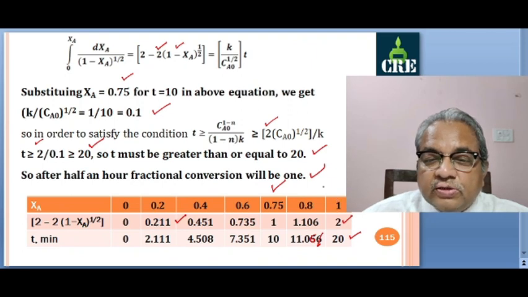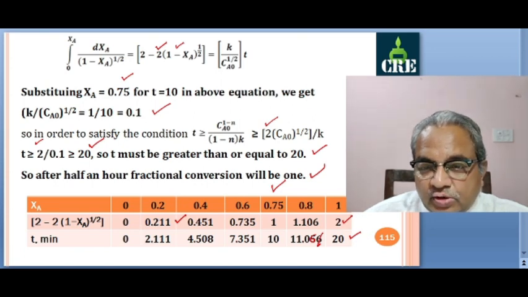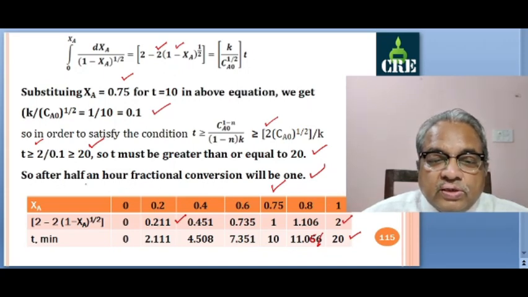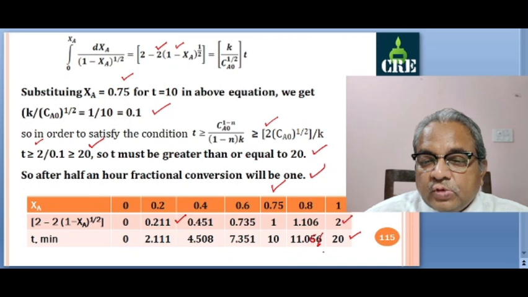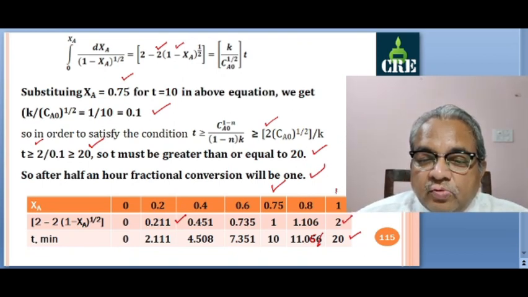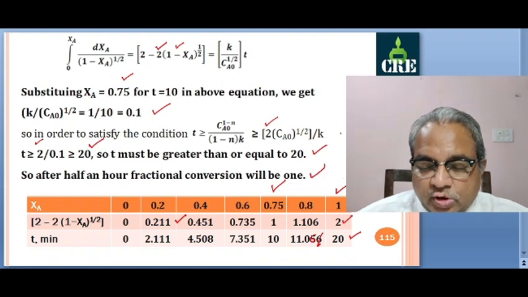At 20 minutes it is equal to 1. Beyond this value, if you calculate, XA will be greater than 1 and concentration is negative, so you will not carry out integration beyond that. So the question is after half an hour. That means in 20 minutes it is completely converted. So you take 25 minutes, 30 minutes, 60 minutes, whatever, it is completely converted only. That means the reaction is over.